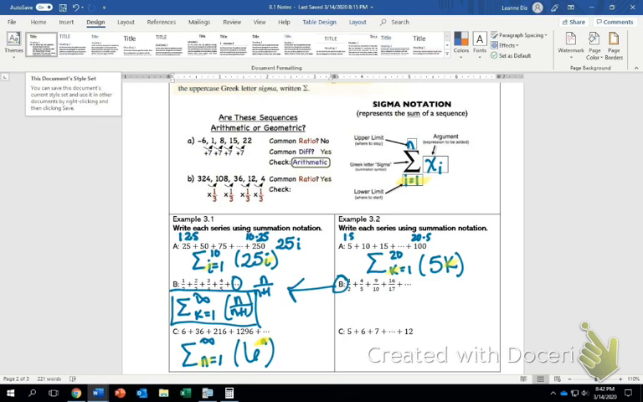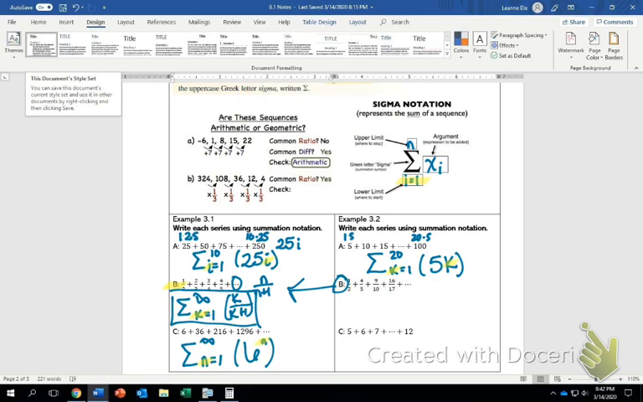You know what? I actually made a mistake in 3.1b here. I used k right here, but I didn't here because I copied it from the front page of our notes. So I'm actually going to fix that really fast. All right, that should not be an n, that should be a k. Now it all matches.